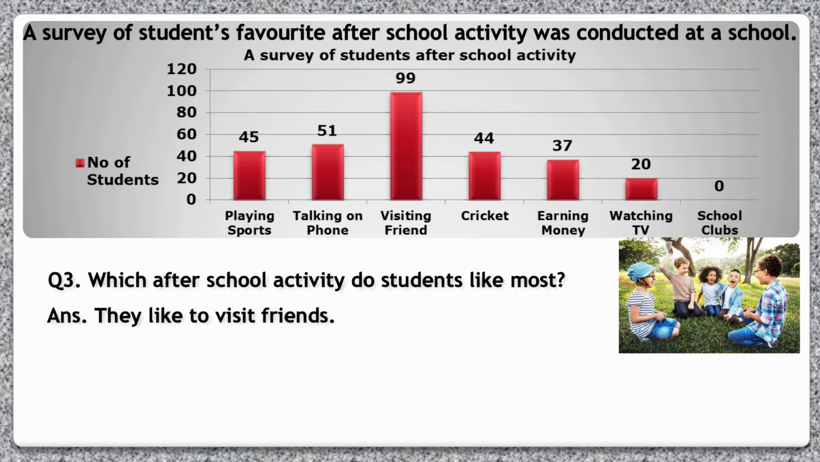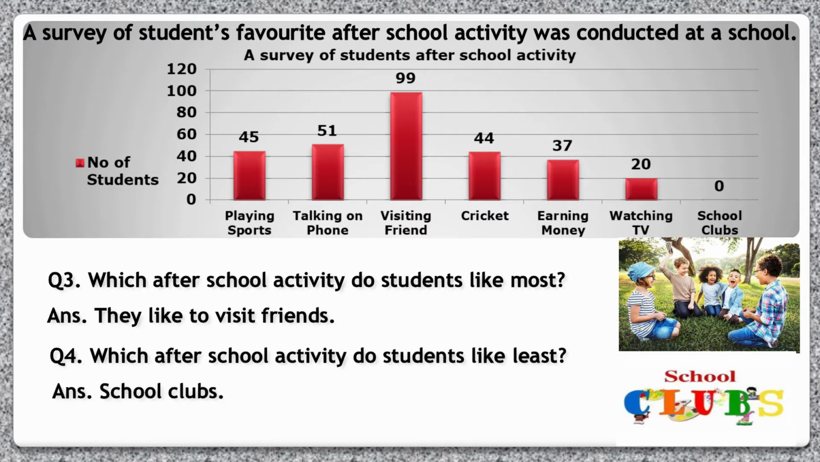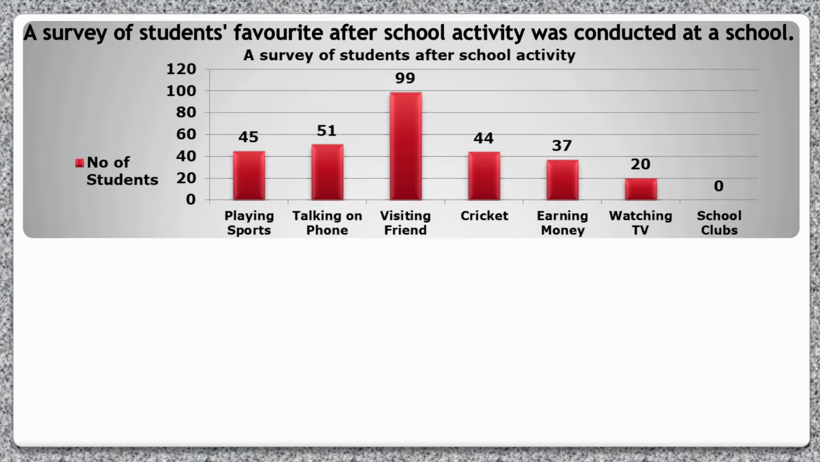Now let's move to the fourth question. Which after school activity do students like least? Now search for the lowest bar. Yes, the correct answer is school clubs. Now let's move to the fifth one.